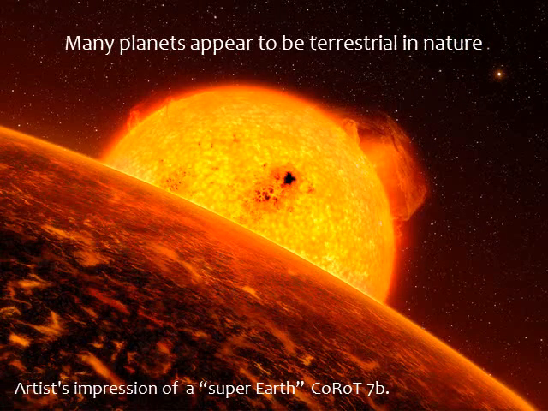Second, many planets appear to be terrestrial in nature. This is an artist's impression of a sunrise over what's known as a super Earth. This world is about 70% larger than Earth and rocky. It could be the remains of a Jovian type planet that got too close to its parent star.